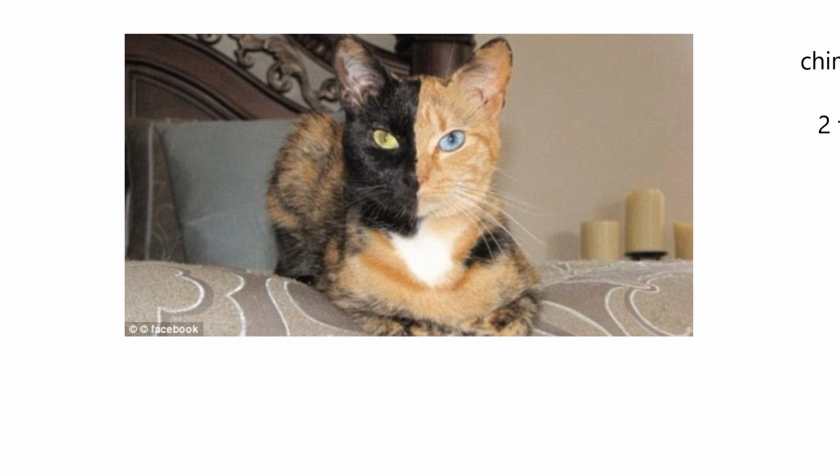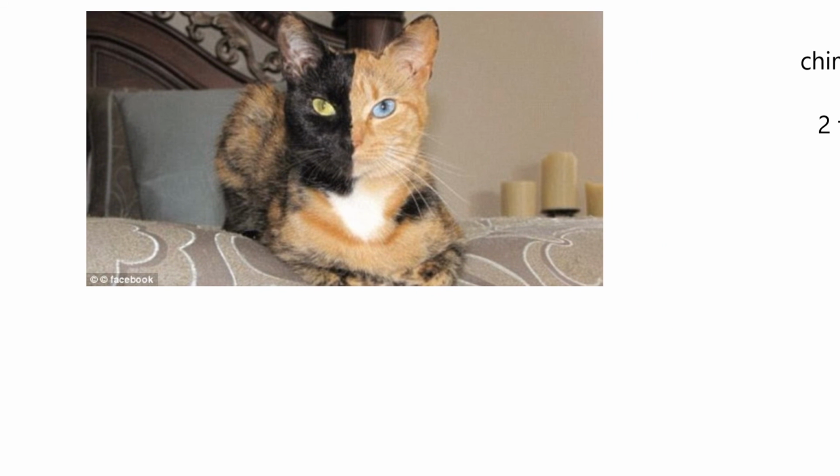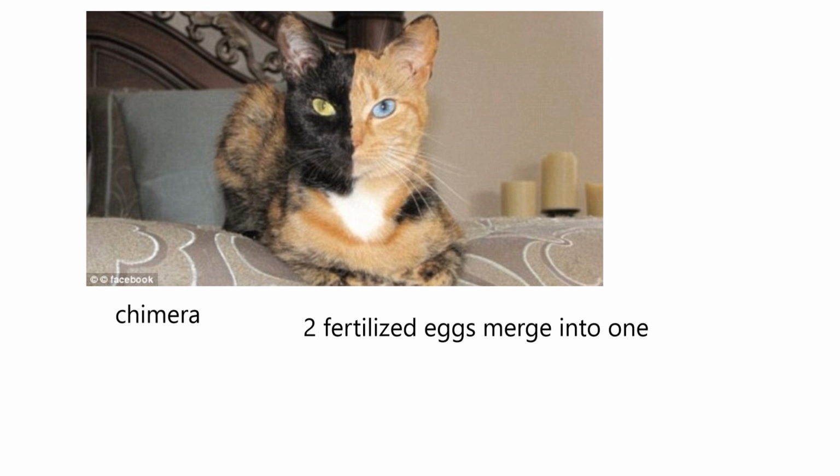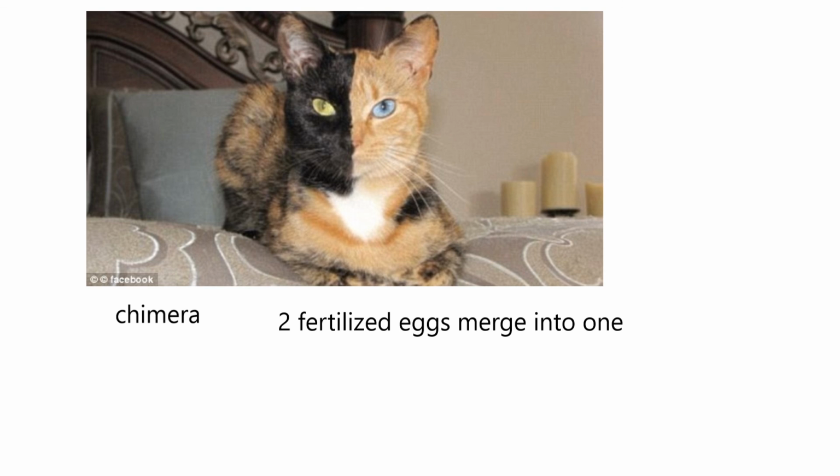Of course, we're still doing a little introduction, and oftentimes you'll see pictures like these, and they're not photoshopped. That's an actual living cat. It looks like two cats that were merged together, and you know what? That's basically what it is. This is called a chimera. The definition I have is two fertilized eggs. Notice the eggs are fertilized, so you have two fertilized eggs merge into one. If they hadn't merged, they would have developed into two separate cats. So here you've got a cat that really looks like a combination of two separate cats, doesn't it?